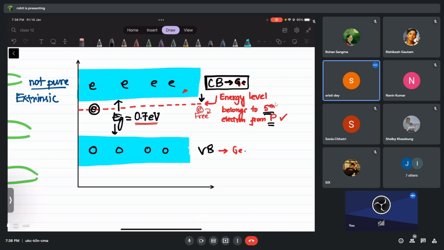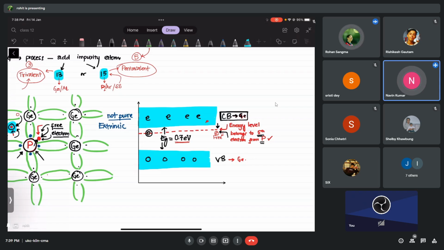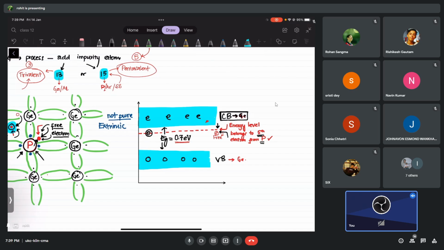So this is a totally new level, right? And this new level has been formed because of what? Phosphorus. Are you clear? All of you, are you guys clear with this one? Yes, sir.